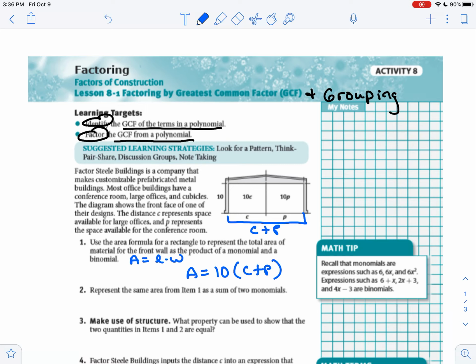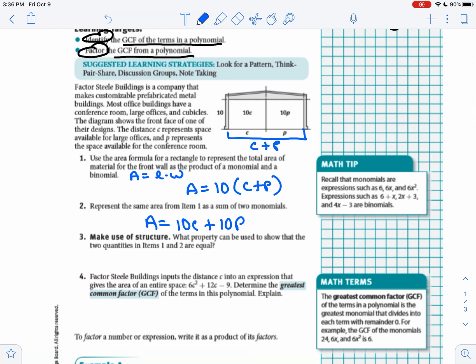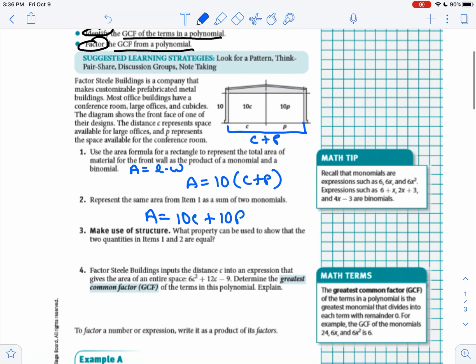So that represents a factored expression, because in question 2, they want us to represent the same area from item 1 as the sum of two monomials. We could do that by using the distributive property. So that would be 10C plus 10P. So that's two different forms of the same expression. We're going to be working on the factored expression, maybe starting with something like number 2 and working backwards to number 1. And what property can be used to show those two quantities are equal? I think I just said that. That would be the distributive property.